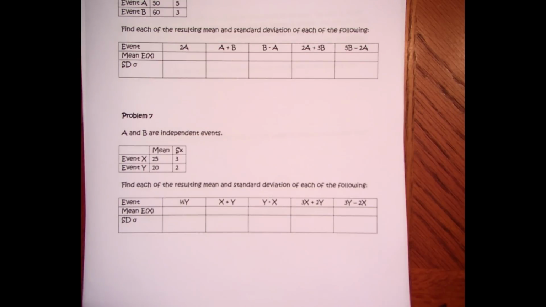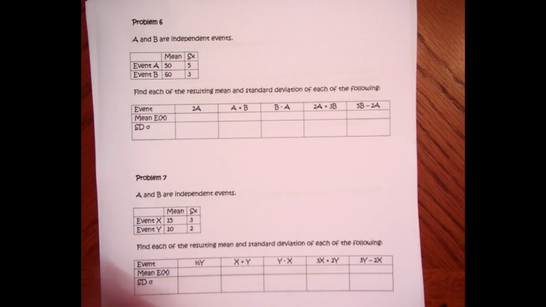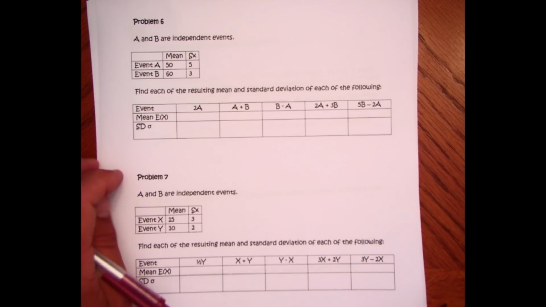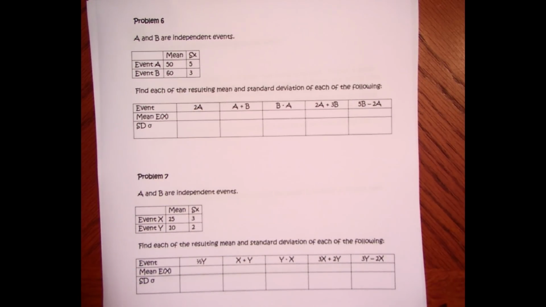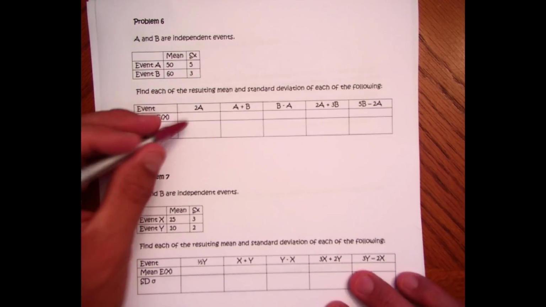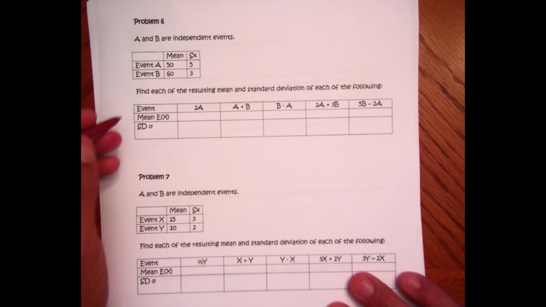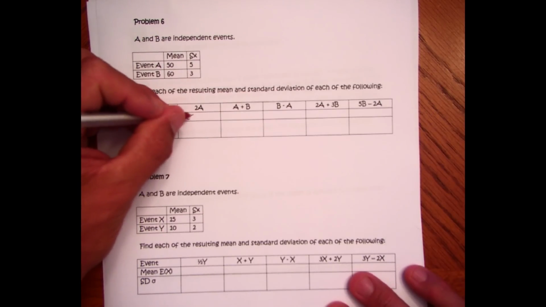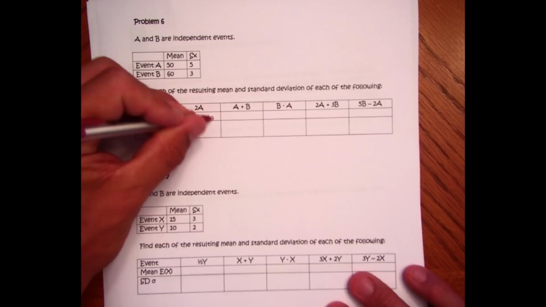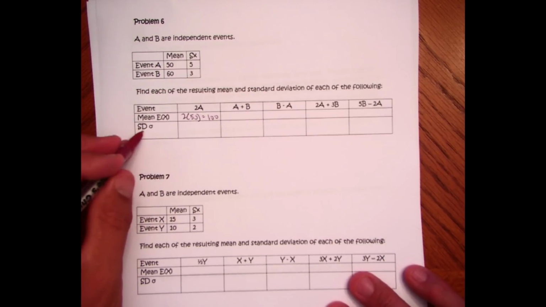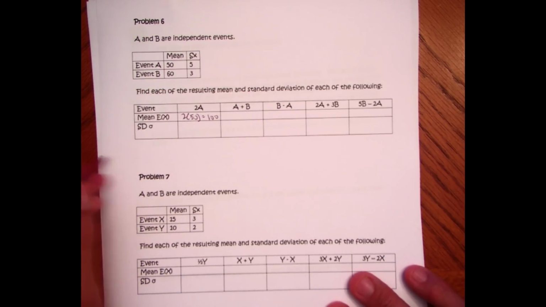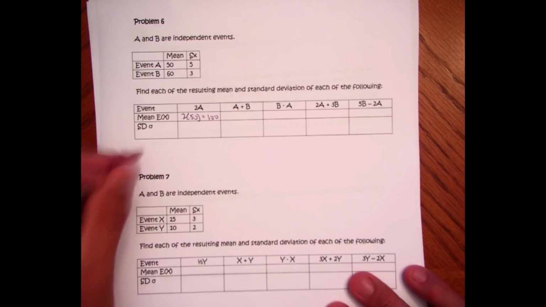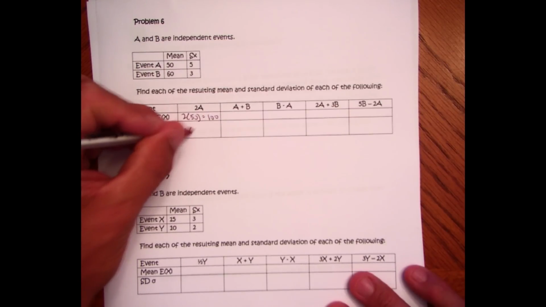Alright, so let's look at problem 6 here. So now we're just given two events, and event A has a mean and a standard deviation, event B has a mean and a standard deviation. So 2A means I'm doubling A. So my new mean would be 2 times my original mean. And my new standard deviation would be, since I'm doubling it, I would just double my standard deviation.